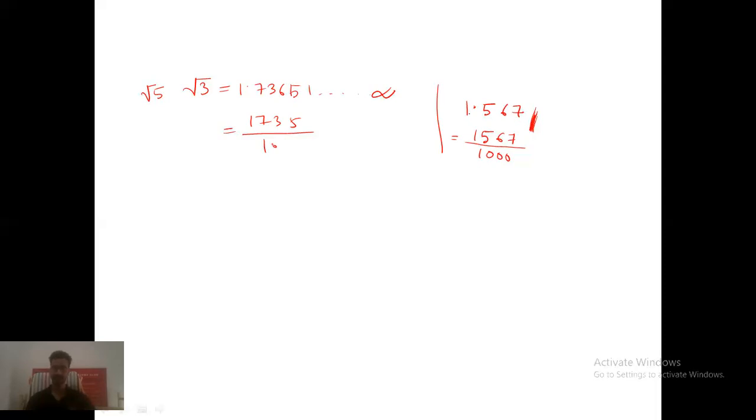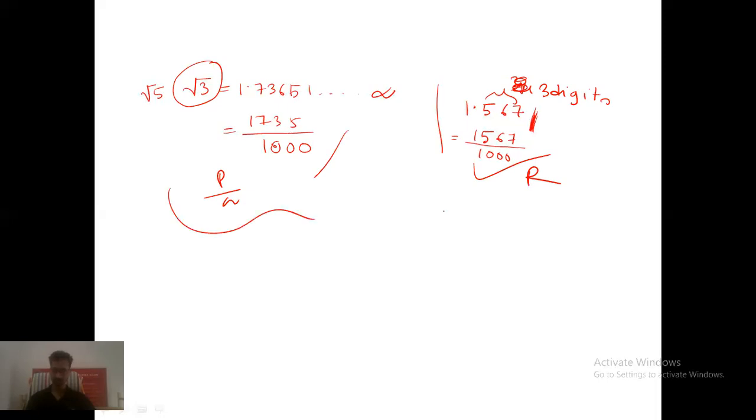But here we can't say where it will end. That's why we can't express root over 3 in terms of p by q, because we don't know how many digits are there after the decimal, it is up to infinity. That's why we can't write a denominator. But here we know that only 3 digits are there after decimal, so we can express it by dividing by 1000. So it is a rational number, but that one is an irrational number.